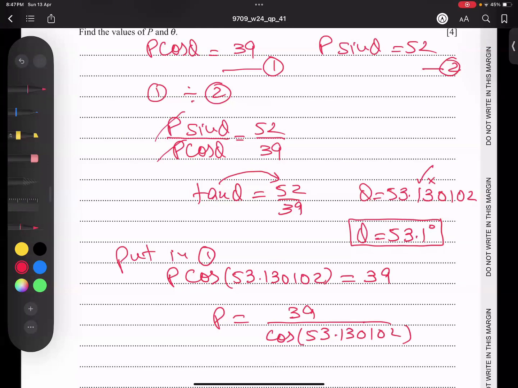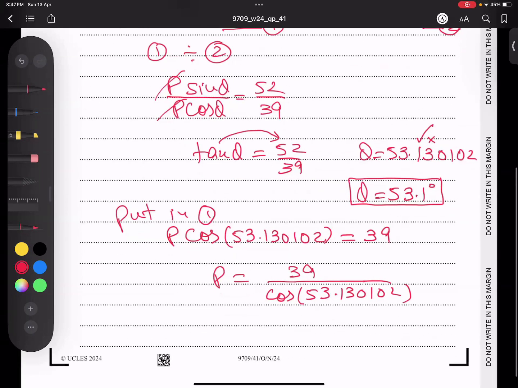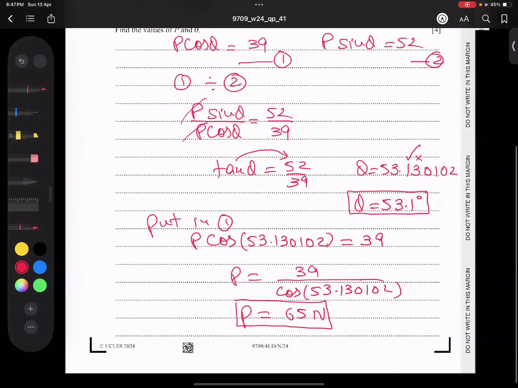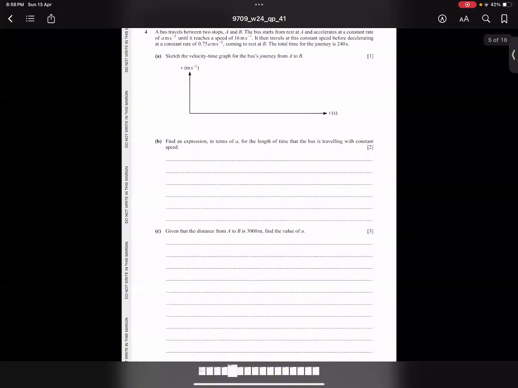So 39 divided by cos of the angle, and I'm getting 65. You see, I get 65 newtons. So due to that accuracy level, I got very close to the accurate answer. I hope so. The concept is very easy.